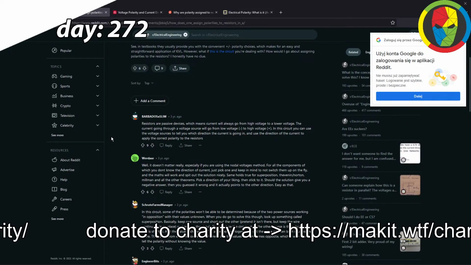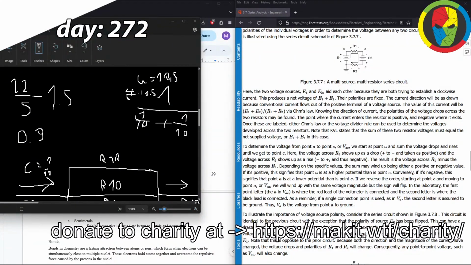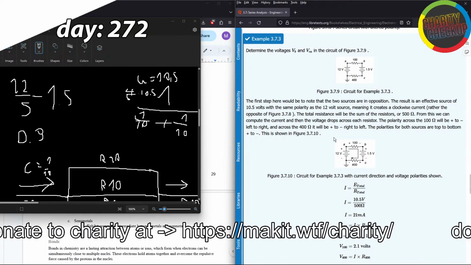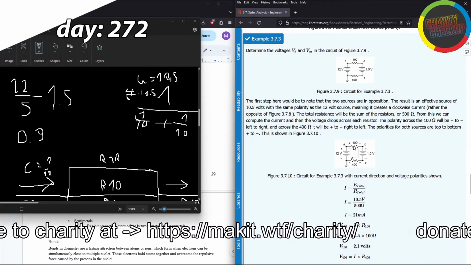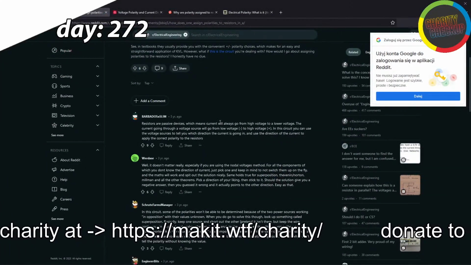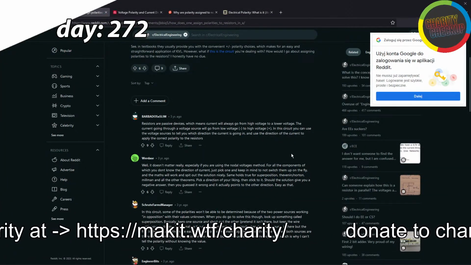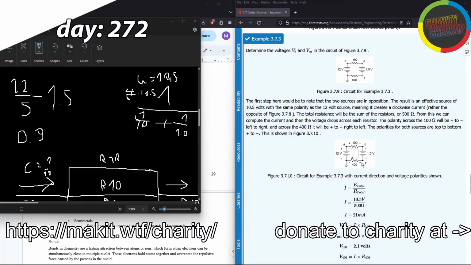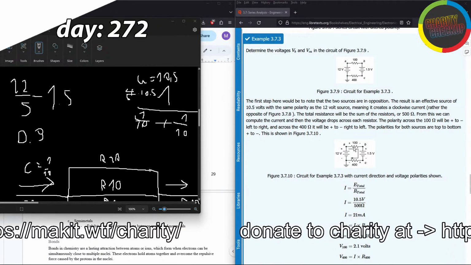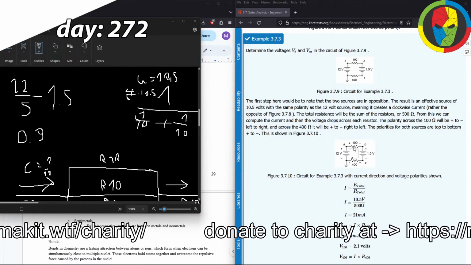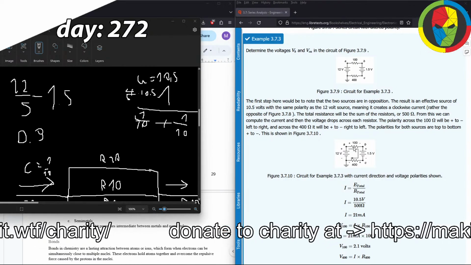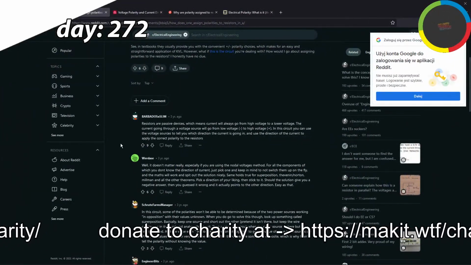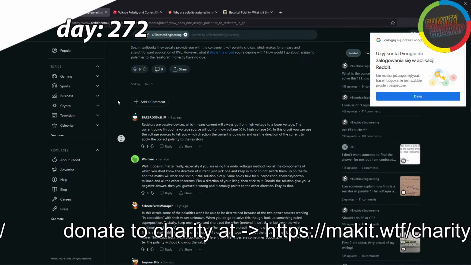Current will always go from high voltage to a lower voltage. Will it though? Because it certainly seems like, right here, it goes the other way. Because it really seems like it's going the other way right here. I may be wrong, but sure, it would seem that way. I don't trust Reddit.